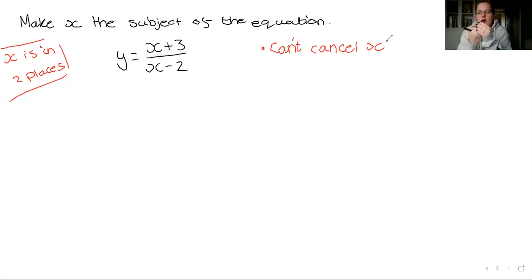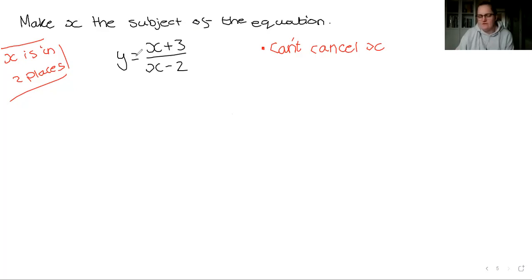They are not on the same level, so we can't cancel them out. So we have to instead make sure that we're getting them all to the same area and making x the subject of the equation. So we cannot cancel x out to start off with. So let's have a look at what we're going to do first. So we have got (x + 3)/(x - 2) = y.